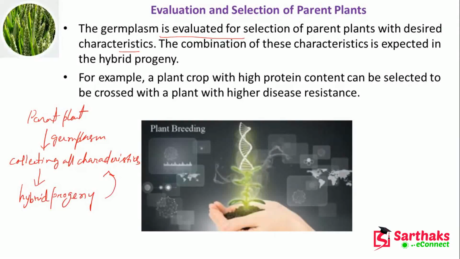Now a crop plant with high protein content can be selected to be crossed with a plant with higher disease resistance. So suppose one plant has high protein characteristics, and another plant has higher disease resistance.